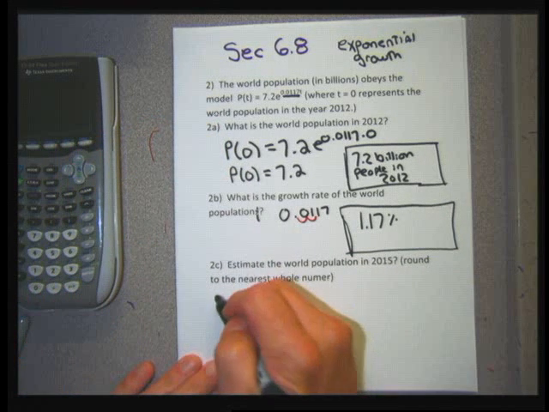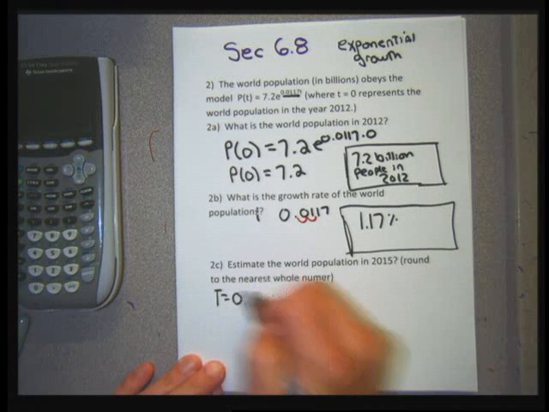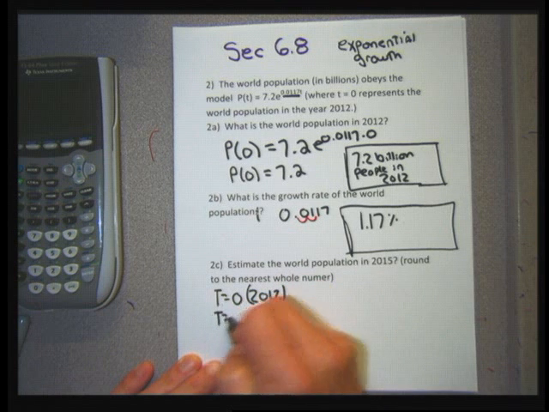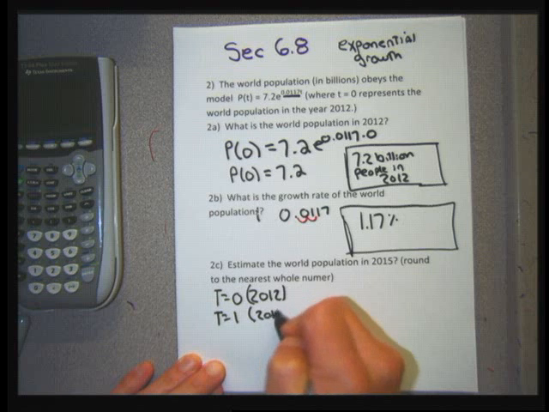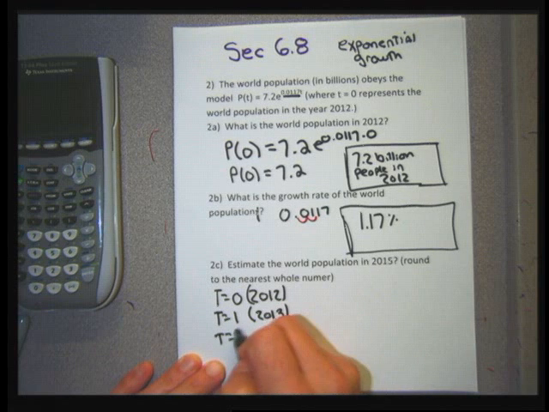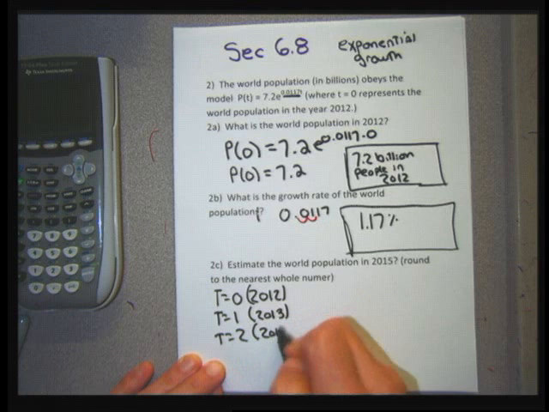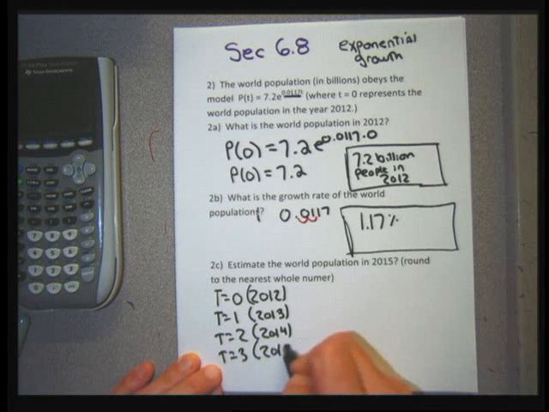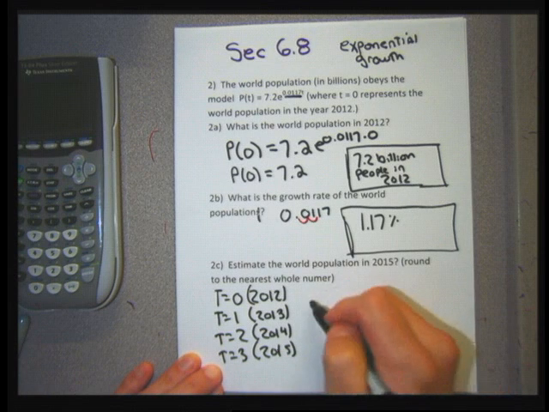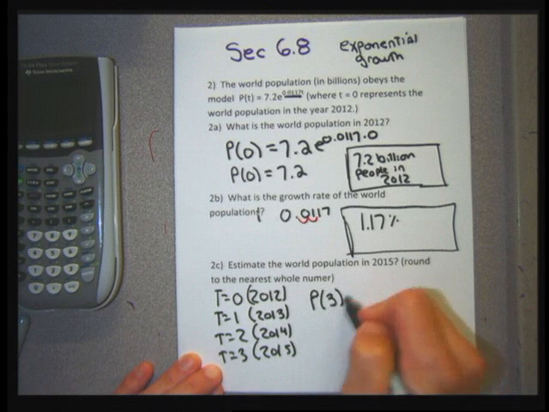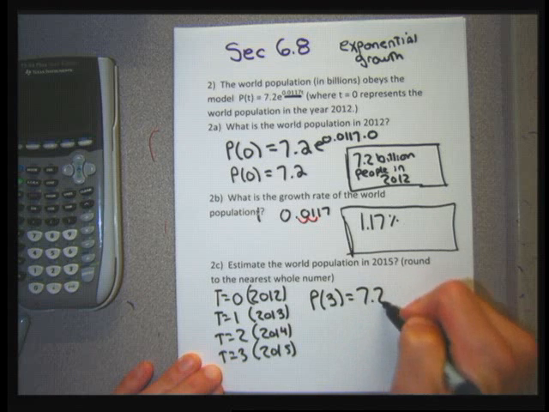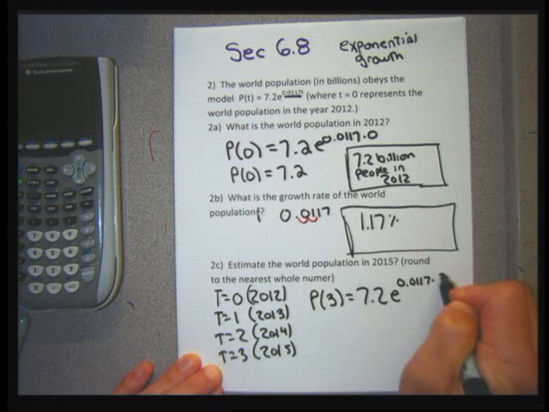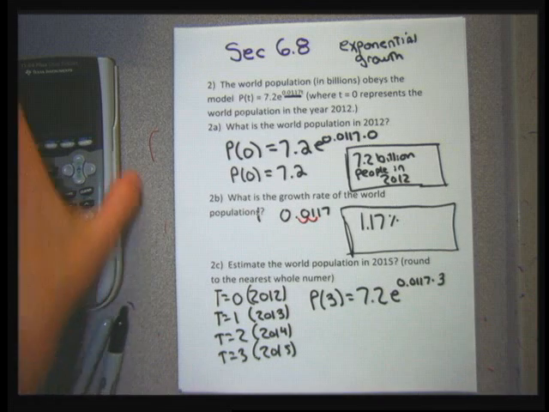And for this particular problem, if I plug 0 in, I'd be getting the world population in 2012. If I plug 1 in, I'd be getting the world population in 2013. If I plug 2 in, I'd be getting the world population in 2014. I want the world population in 2015, so I'm going to plug 3 in. I'm going to go P of 3 equals 7.2 times e to the 0.0117 times 3. I'm just going to do that on my calculator.